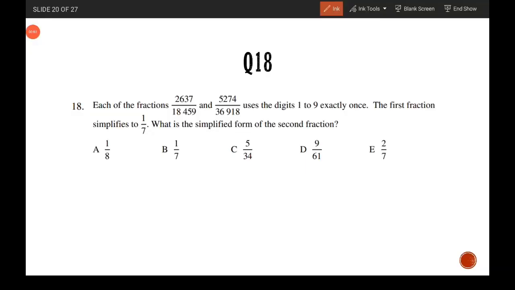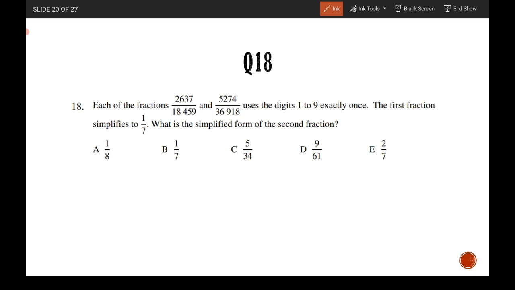This is JMC 2015, question 18. Each of the fractions 2637 over 18459 and 5274 over 36918 uses the digits 1 to 9 exactly once. The first fraction simplifies to 1 over 7. What is the simplified form of the second fraction? So you'll see this is question 18, so often this would be quite a tough question, although this one is put in quite oddly, and it's kind of a nice question. It really comes down to whether you see the solution or not.